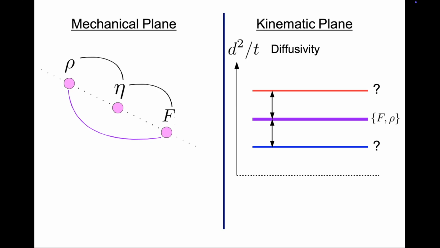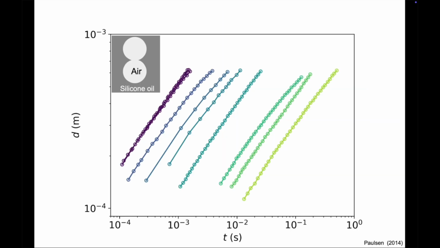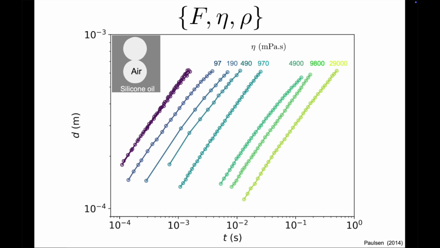Let's consider a great example of this trio at play: the coalescence of air bubbles in increasingly viscous silicon oils. The radius of the neck between the two bubbles is plotted over time, starting at the instant of contact. These experiments were published some time ago, in 2014, by Paulson and co-workers, but in our opinion, they remain the best illustration of the duality of the trio of force, viscosity, and density. How can we use this trio of mechanical quantities to understand what is going on in the kinematic plane?